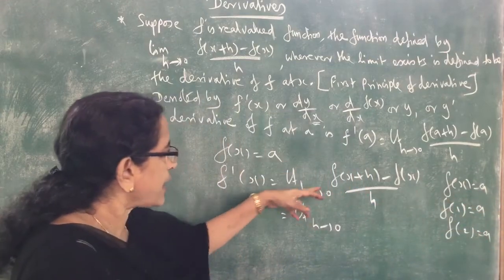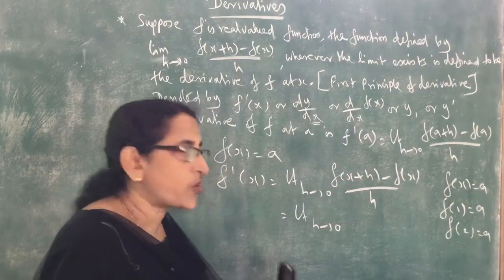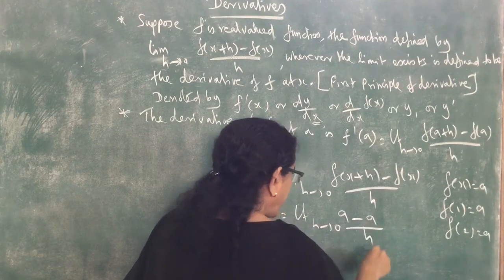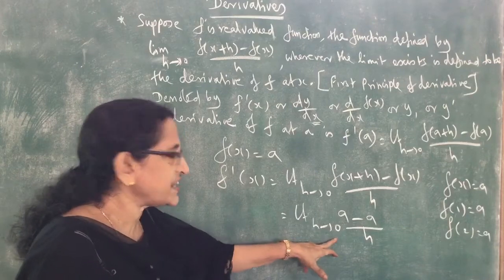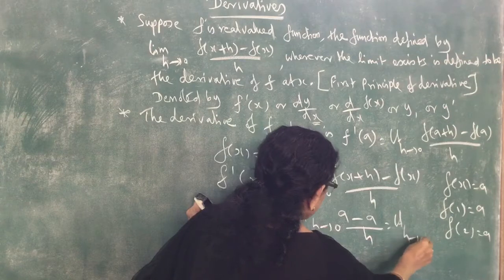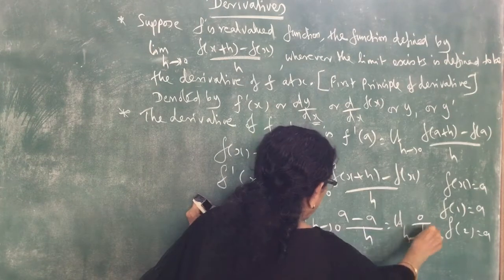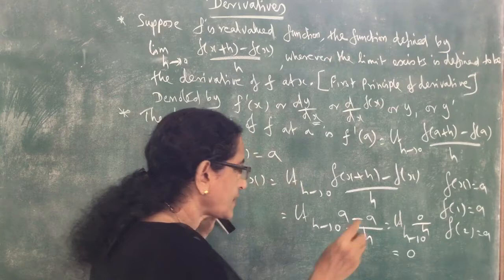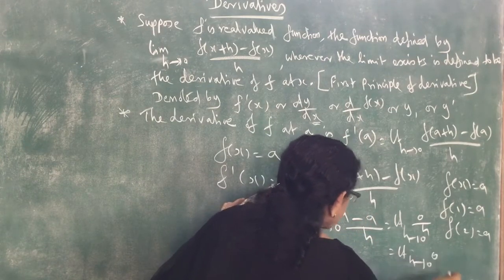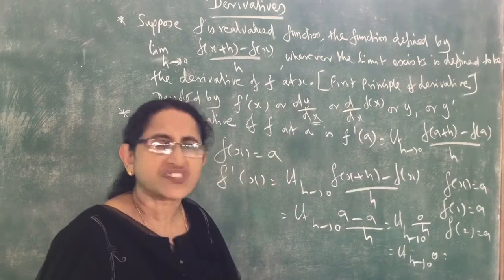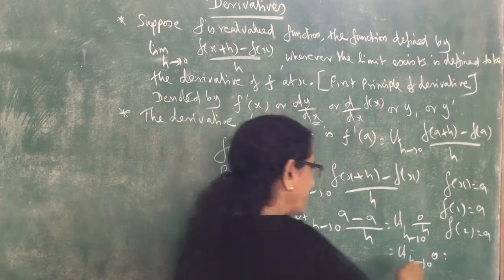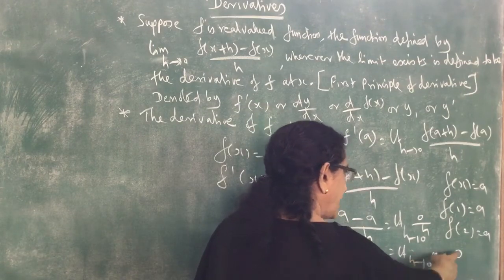So what is f of x plus h? That is also a, constant. So a minus, what is f of x? That is also a, divided by h. We know h tends to 0 means h is not equal to 0. So a minus a is 0, and limit h tends to 0 of 0 by h is equal to 0. That is the same as limit h tends to 0 of 0. Since 0 is a constant, as we apply the limit h tends to 0, we get the same number 0.